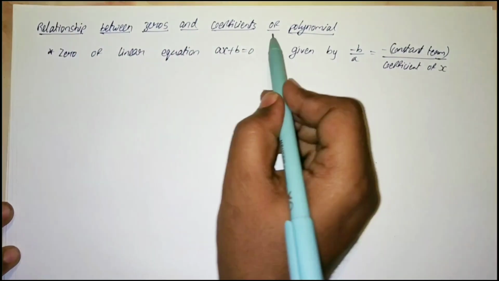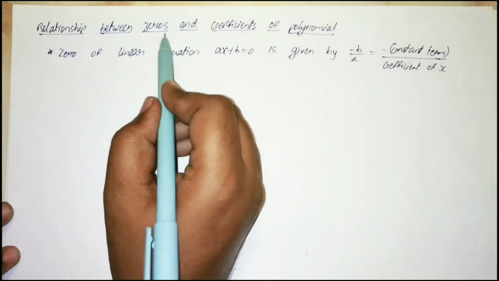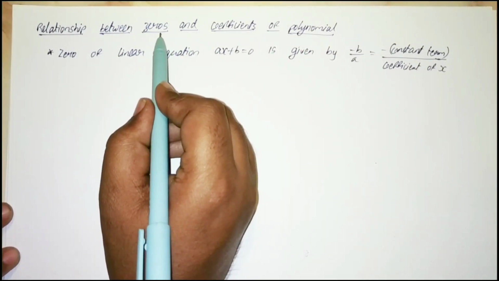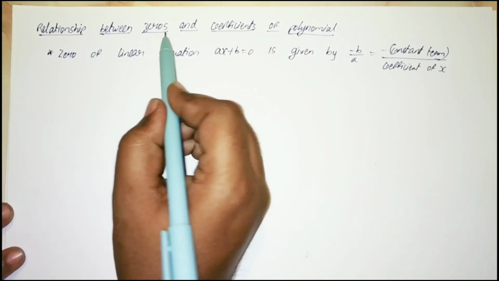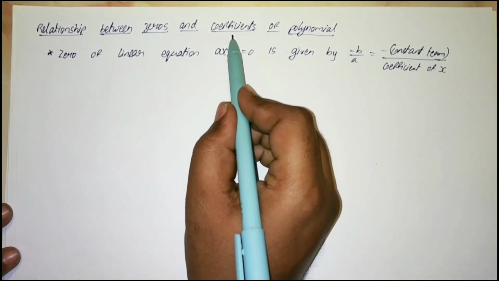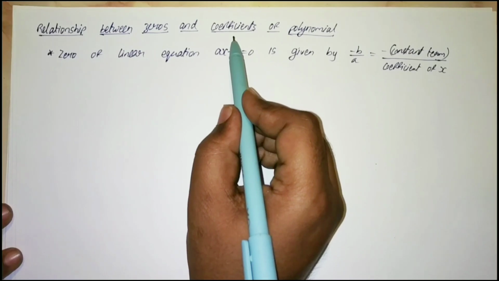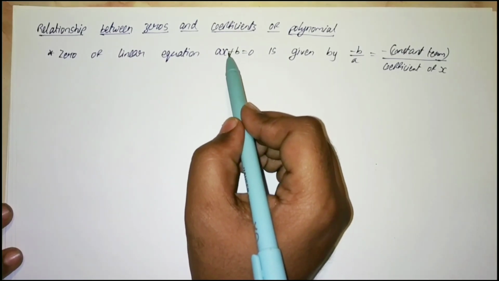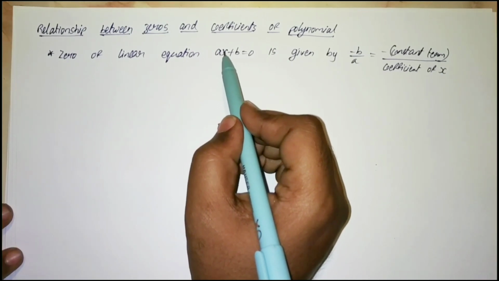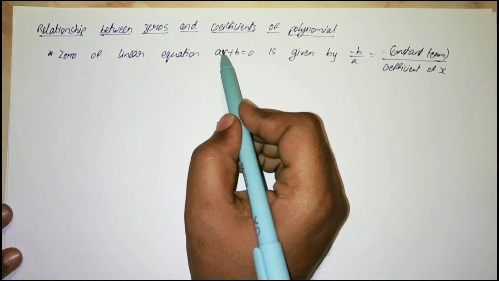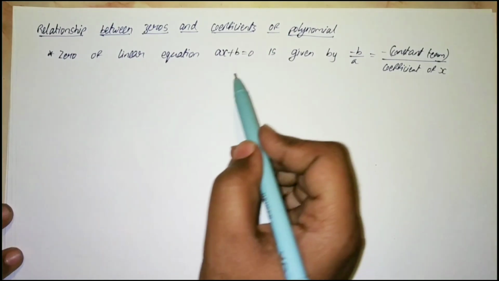Relationship between zeros and coefficients of polynomial. Zeros means the value of x for which the polynomial will get 0, that one we call as zeros. Then what is coefficients? The numbers which are with the variables, that one we call as coefficients.